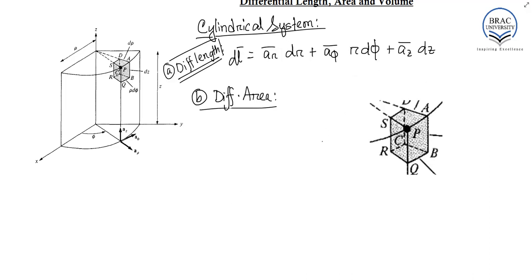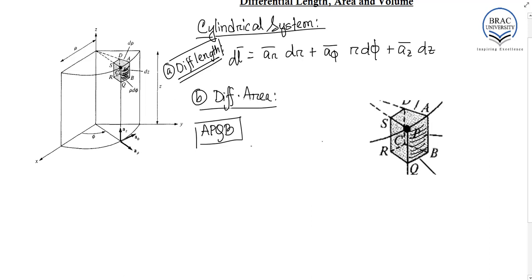All right. We have found the differential length formula of the cylindrical system, and now it's time to move on to the differential area calculation. As was in the case of the Cartesian system, there will be three major surfaces that we'll be talking about here. First of all, let's talk about the APQB surface. Okay, so this is the surface I'm talking about, the circular surface of the cylinder. So APQB is a tiny part of the circular surface of the cylinder.